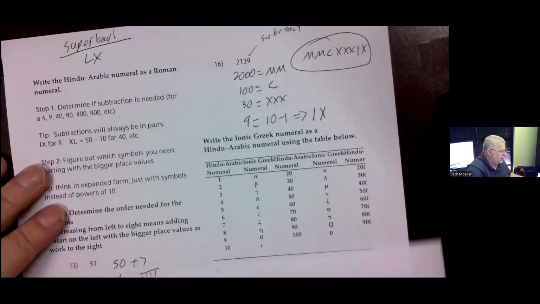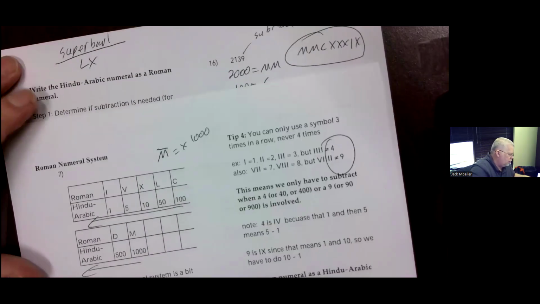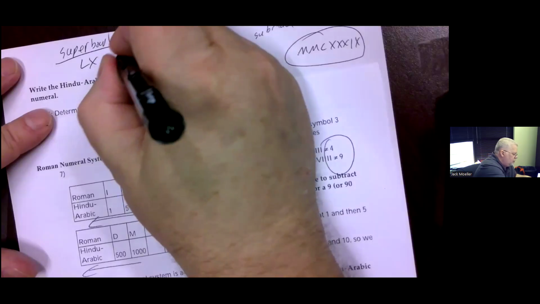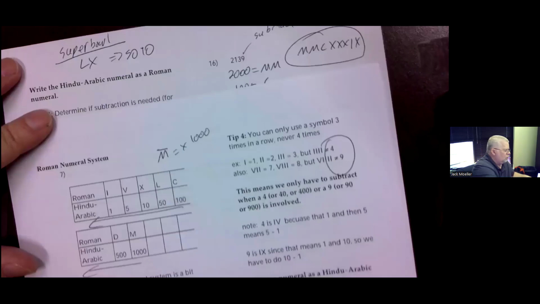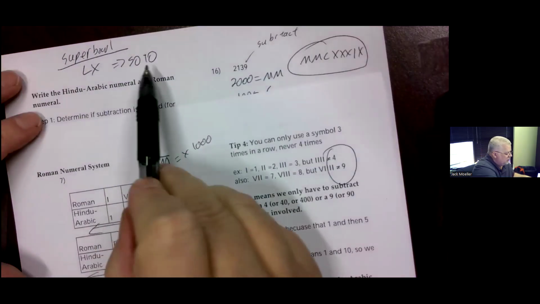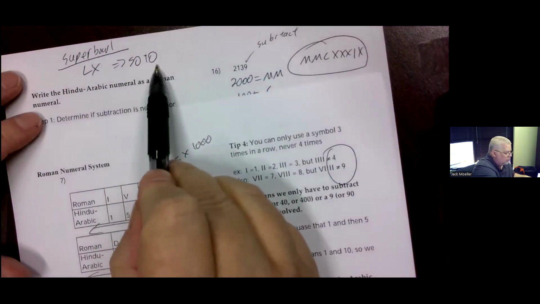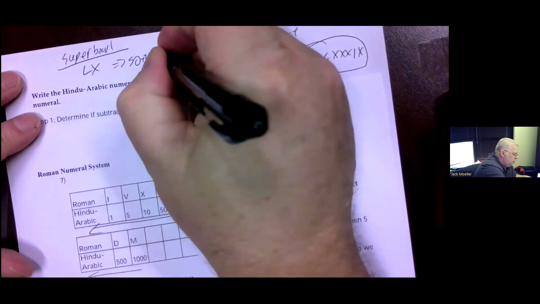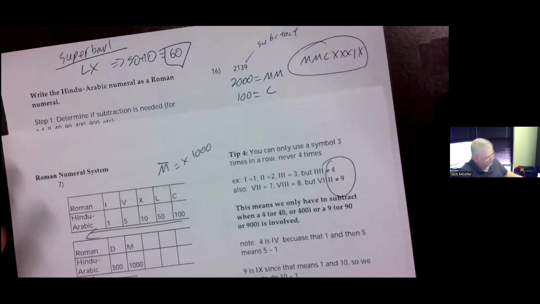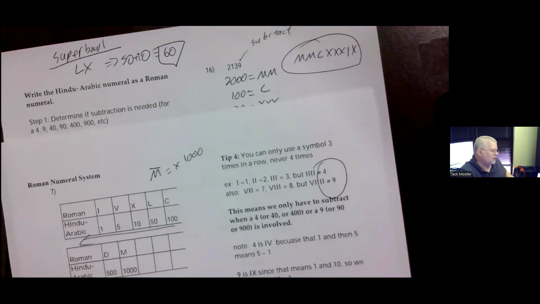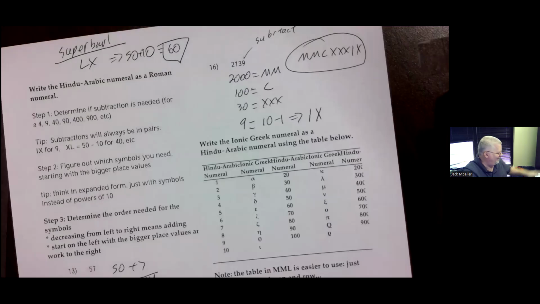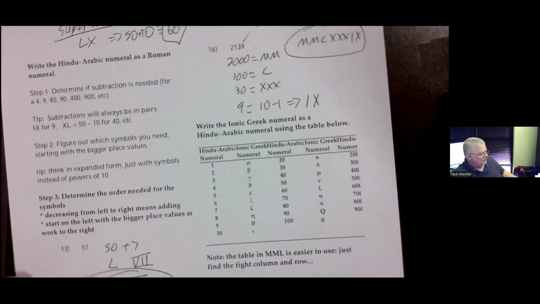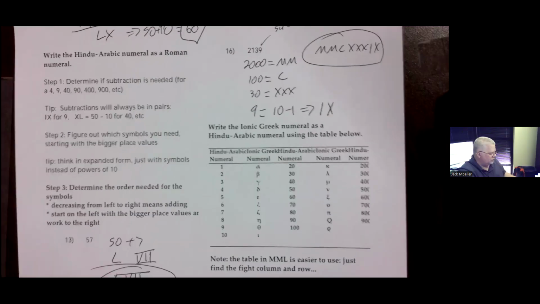So what does LX mean? Well, L is 50, X is 10. So is that 40 or is that 60? Well, those are decreasing. So since they're decreasing, we add. So our upcoming Super Bowl is Super Bowl 60. There you go. So now you can't say, where are we going to use this in real life? All right. So that's the one we still see.